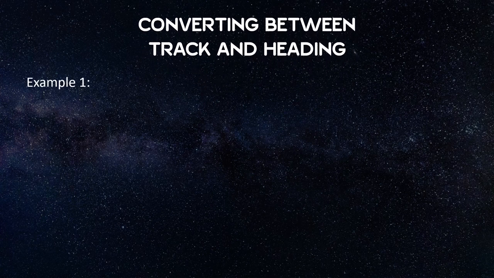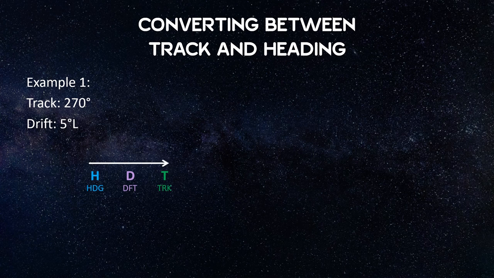Example 1, track 270 degrees, drift 5 degrees left. To convert from track to heading using drift, we can use this mnemonic, HDT, which stands for heading, drift, and track. The standard calculation direction is to the right. Left is negative and right is positive. Thus, 5 degrees left is equal to negative 5 degrees.